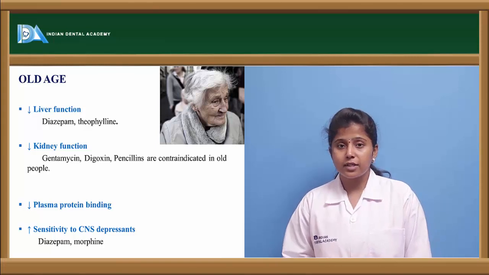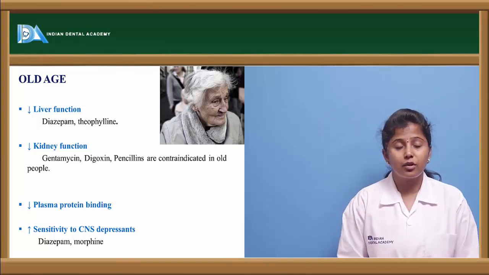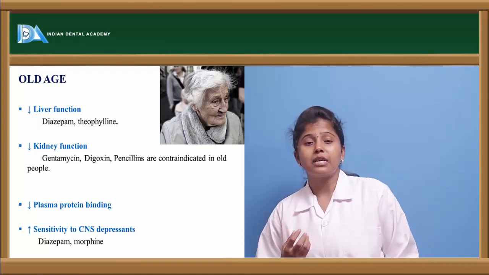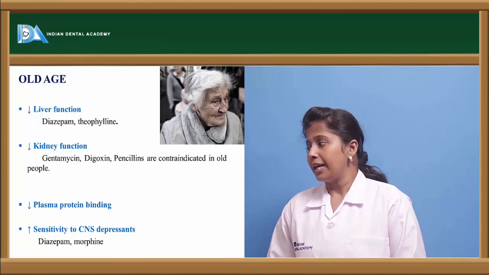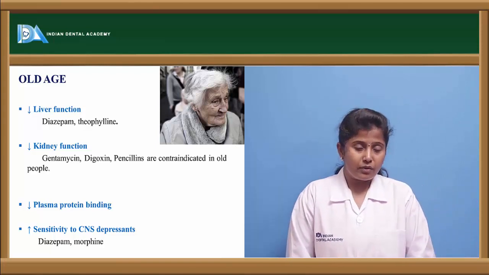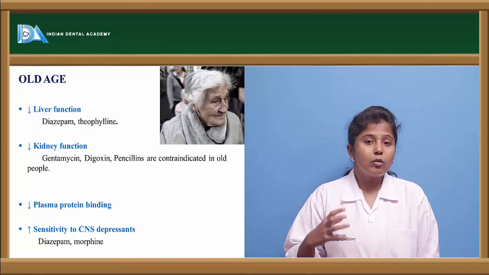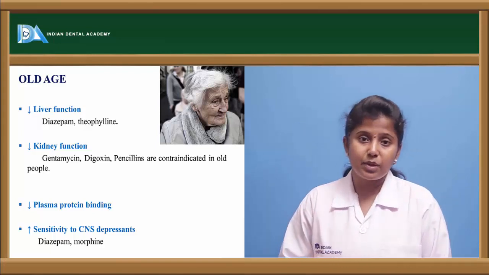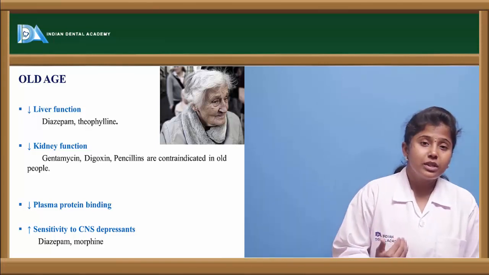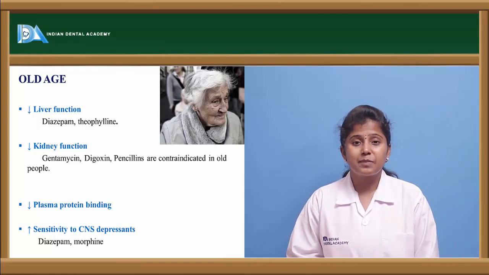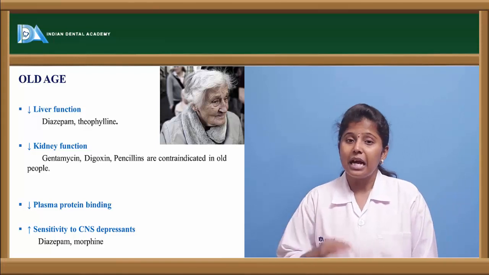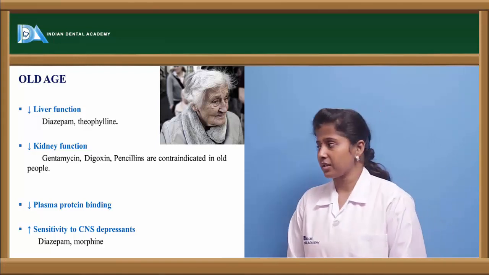In that condition, if we give such kinds of drugs, that may lead to decreased kidney functioning, or kidney failure as such, and decreased plasma protein binding. The drugs won't have that ability to bind to the plasma protein as well, and it will increase the sensitivity to the CNS depressants. The drugs like diazepam and morphine, if given to old age people along with other CNS depressants, react with each other, and thereby increase the sensitivity to CNS depression, which may cause a synergistic effect.